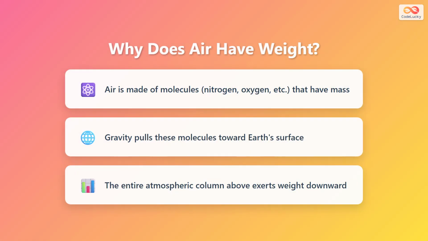You might wonder, how can air, which seems so light and invisible, actually have weight? The answer lies in three key facts. First, air is made of molecules, primarily nitrogen and oxygen, and these molecules have mass. Second, Earth's gravity pulls these molecules toward the surface, just like it pulls any other object with mass. Third, when we consider the entire column of air above us, from ground level to the top of the atmosphere, all those molecules combined exert a significant weight downward onto the surface below.